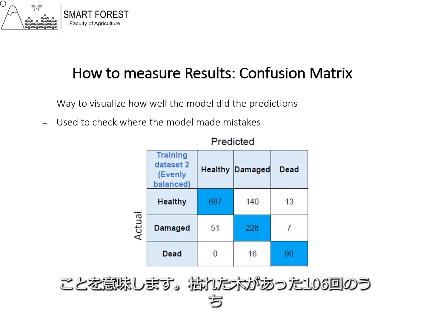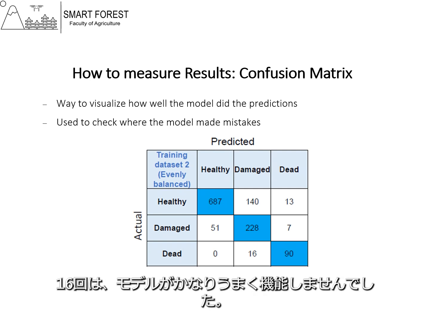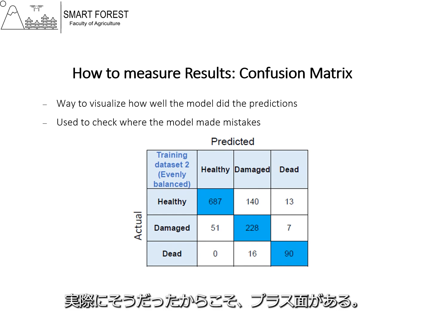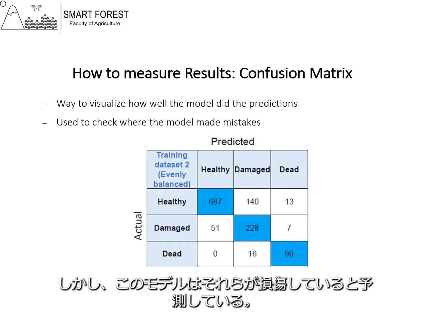Of the 106 times that there were dead trees, 16 times the model didn't predict them well. And instead of predicting them as dead, 16 of them were predicted as damaged. So these 16 trees are false positives, because they're actually dead, but the model predicts them as damaged.